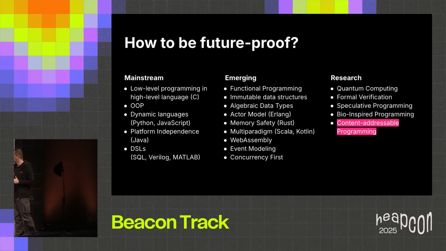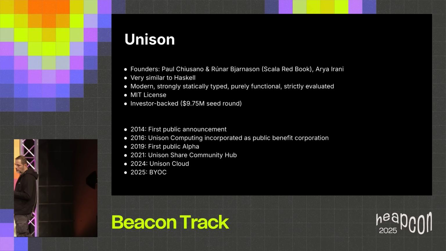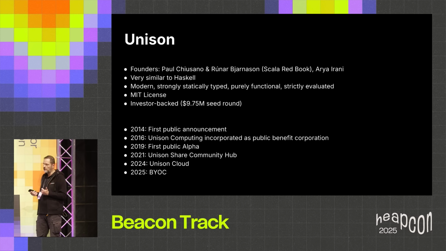So today I'm going to present something that is still in the research phase, and that is content addressable programming. One implementation of this concept is the Unison programming language. Anyone here who read the Scala Red Book about functional programming in Scala? Well, now you know what the authors did after publishing the book. Paul Chiusano and Runar Bjarnason started working on the Unison programming language. Unison is very similar to Haskell. It's a modern, strongly typed, purely functional programming language, strictly evaluated.